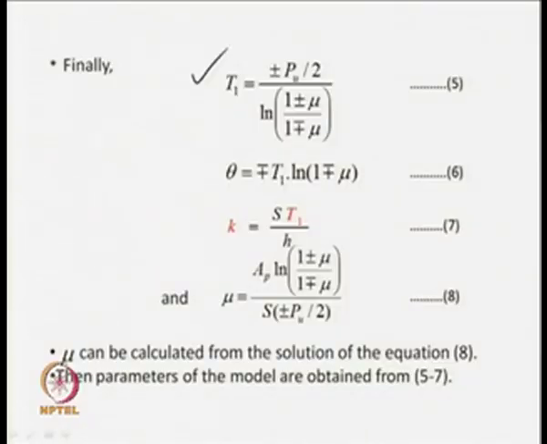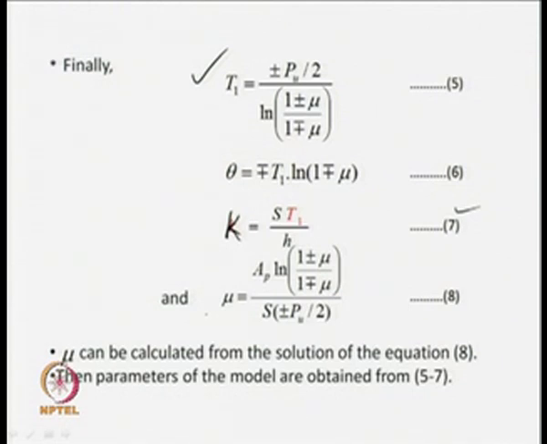So, let me summarize. The expression for T1 is given as plus minus pu by 2 divided by ln of 1 plus minus mu by 1 minus plus mu. Theta is equal to minus plus T1 times natural logarithm of 1 minus plus mu, and the steady state gain K is equal to S T1 by H, because we know that the slope is given by S is equal to KH by T1, then K is nothing but S T1 by H. That is how we get expression number 7.